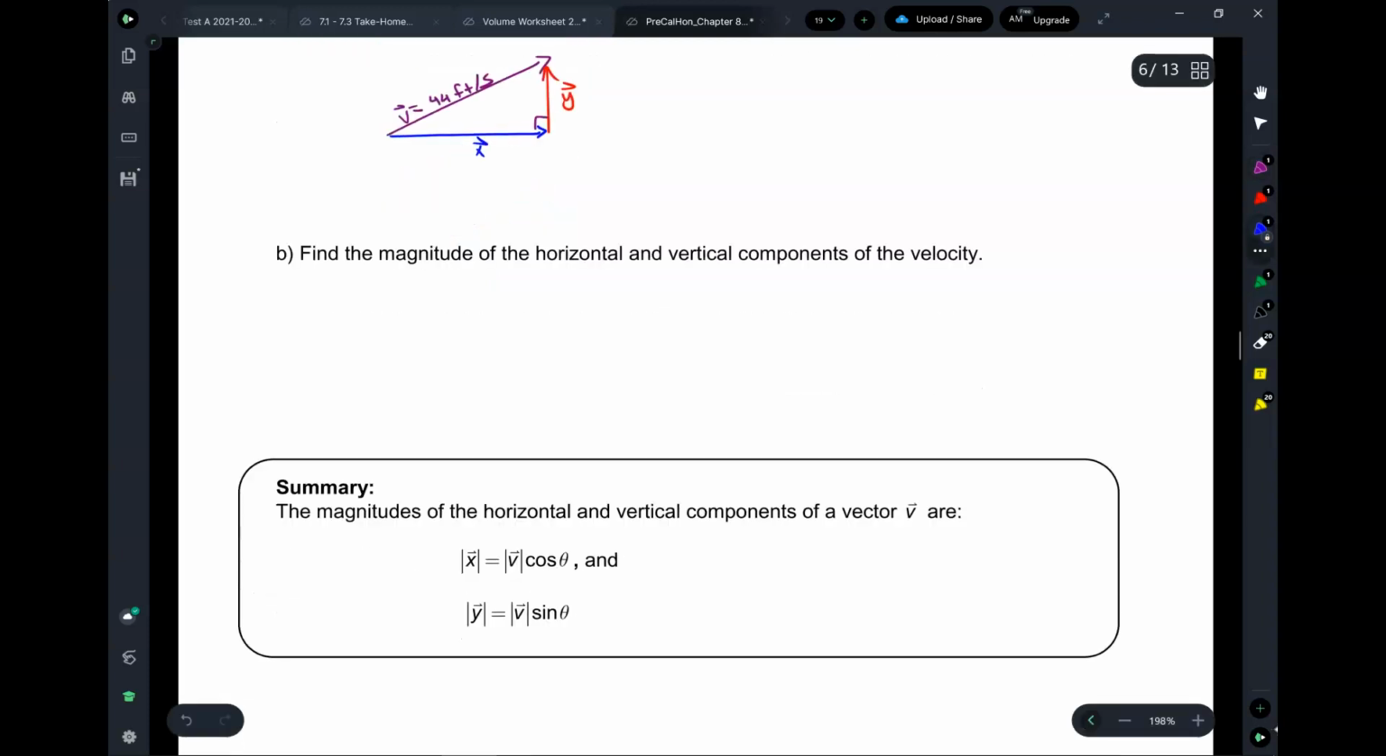So where's the magnitude here? What are we going to do? Do we have an angle? Yes, 33 degrees. So we do cosine 33 equals x over 44, right? So x is 44 cosine 33. And how much is that? 36.9 feet per second. And then the sine of 33 is y over 44.